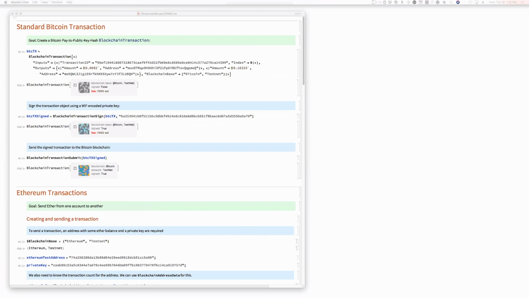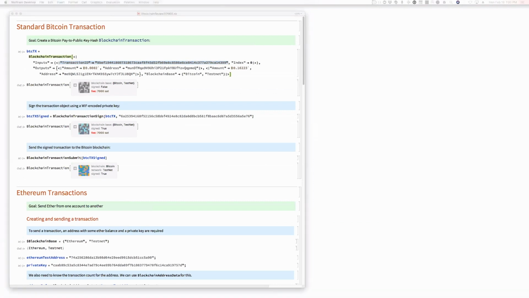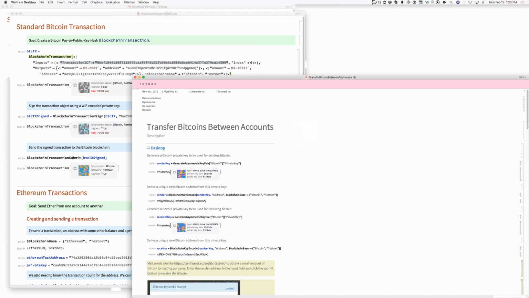All right, so let's start off with a standard Bitcoin transaction here. So the basic idea is that, so wait a minute, where did that transaction ID come from? So if you want a more complete version of these, maybe you can open the workflow. Which workflow? So this is, which one is that? Transfer Bitcoin between addresses. Mm-hmm.